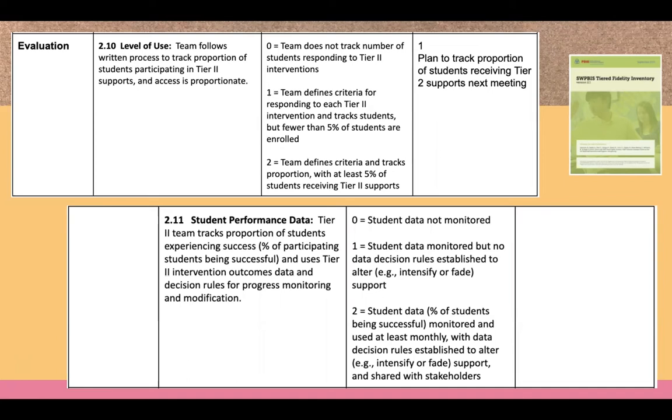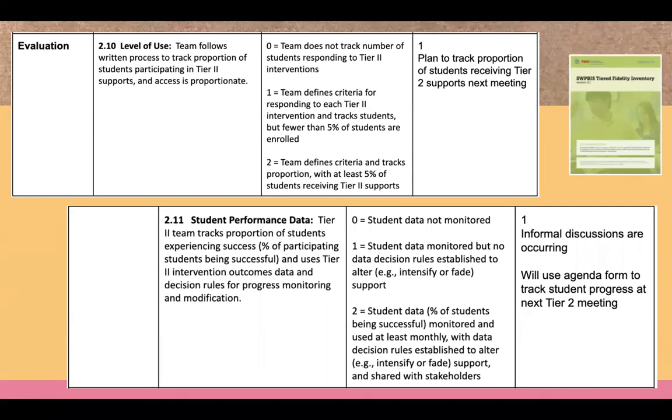Take a moment to review 2.11, student performance data and the associated rubric. After a review of this feature, the team indicated a score of 1 as they noted that though they are not tracking the proportion of students who are experiencing success in Tier 2 interventions, informal discussions in this area are occurring. They also shared that they plan to use the agenda form to track student progress in Tier 2 interventions at their next team meeting.